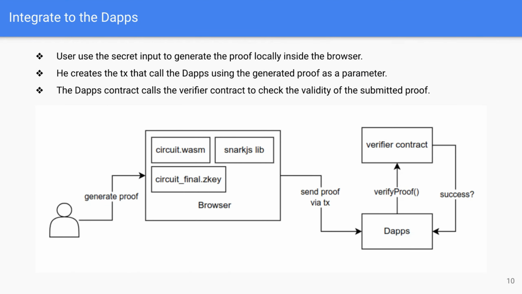The proof generation process occurs within the prover's browser, which requires the snarkjs library to be imported along with the circuit WebAssembly file and the ZK file. Once the proof is constructed, the prover can include it as a parameter in the transaction to our DApp contract. To validate the proof, the DApp contract will need to call the verify proof function in the verifier contract.